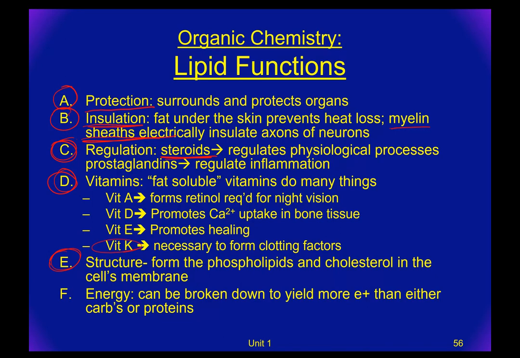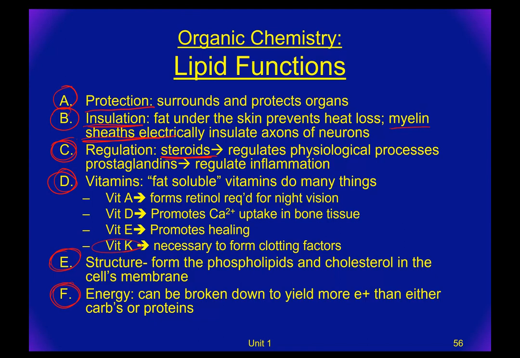Fifth function for lipids, structure. They form the phospholipids and cholesterol in your cell's membrane. Each and every individual cell in your body has a cell membrane, and it's made out of phospholipids and cholesterol, both of which are types of lipids. If you don't have cells, you don't have a body.